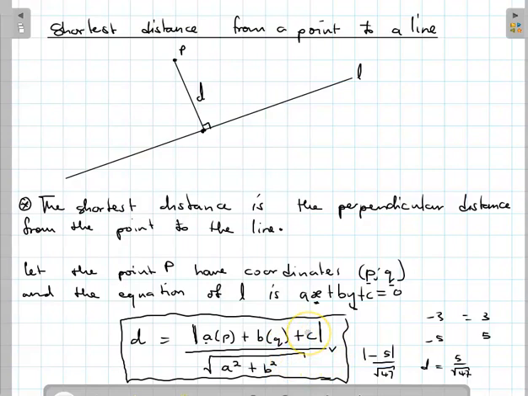So for now, I think we have covered in brief the concepts that you needed to know as an introduction to coordinate geometry.